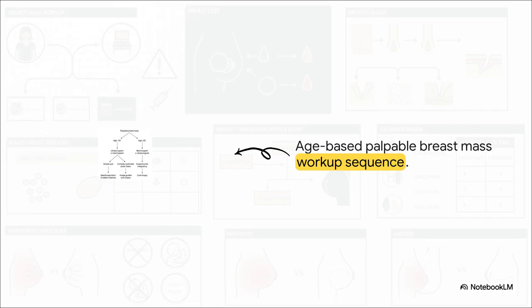If your patient is under 30, an ultrasound is going to be your first-line imaging. Why? Well, younger breast tissue is very dense, which makes mammograms incredibly difficult to interpret and highly prone to false negatives. But if the patient is 30 or older, a mammogram, with or without an ultrasound, is your starting point because older breast tissue has more fat, giving us much better radiographic contrast. From there, the imaging dictates if you're dealing with a simple cyst, a complex mass, or something highly suspicious.